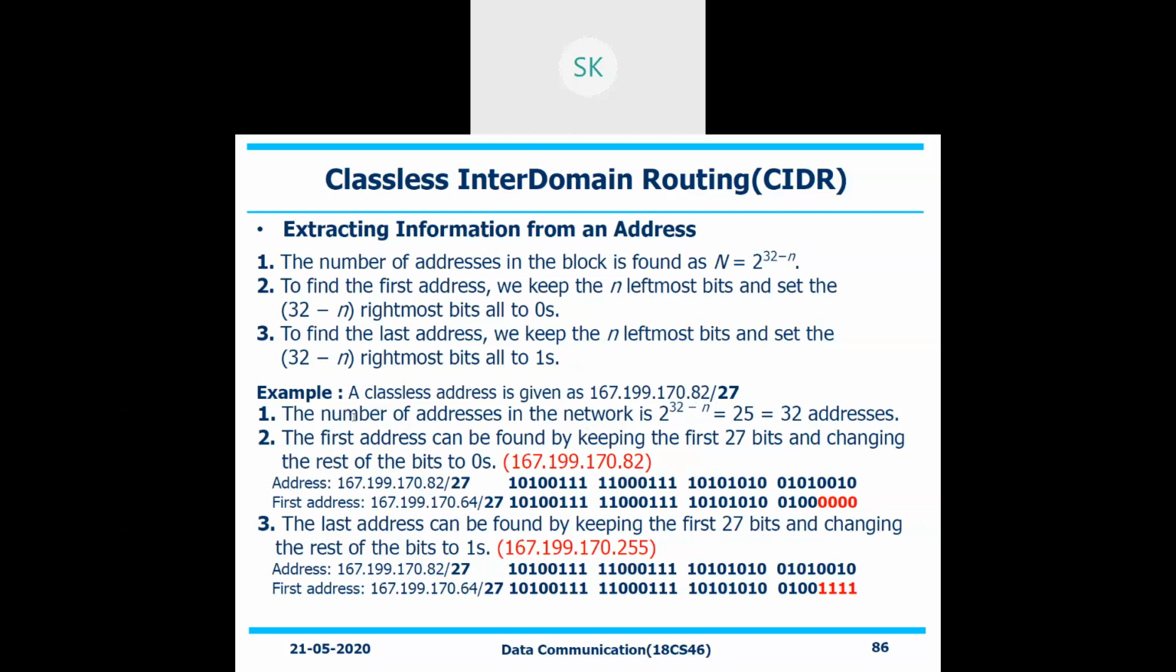Now, how many addresses are there in the network? For that, 2 to the power of 32 minus n. n is nothing but 27. So 2 to the power of how much will it be? 32 minus 27, it will be 5. 2 to the power of 5 means 32 addresses. Yes or no? 32 addresses will be allocated. So I need to keep 32 addresses for this particular organization for usage.